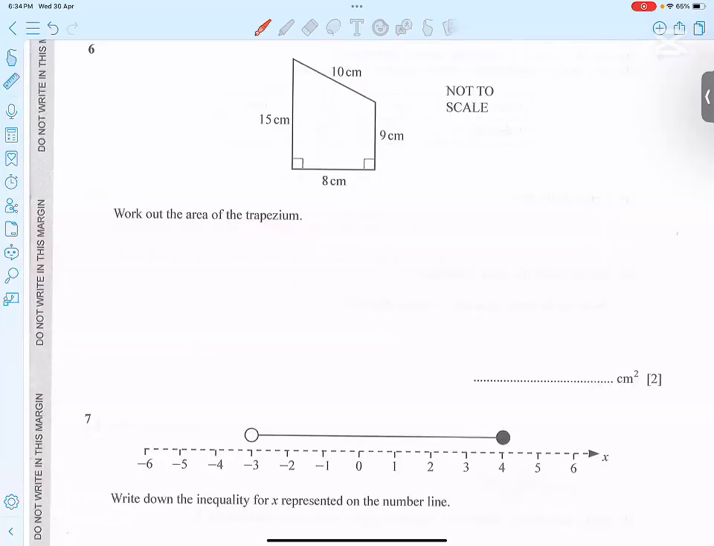Question number six, we have the area of a trapezium. Whenever we have the area of a trapezium, formulas are obviously available in the sheet, but what is the important part here? The most important part is what is h, what is a, and what is b. So we must know which two sides are parallel to each other.